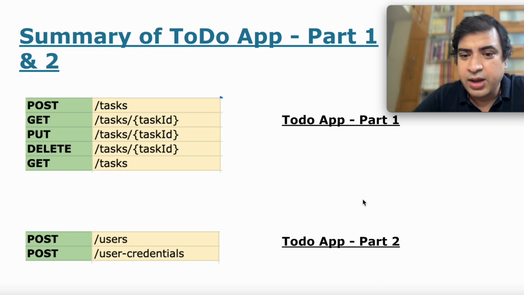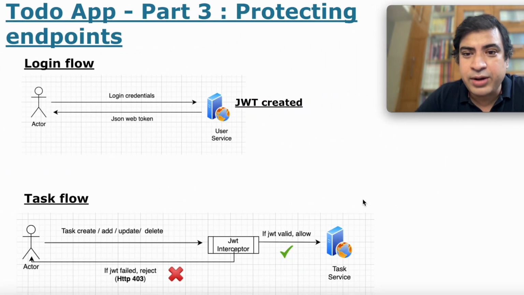Now in this part, what we are going to see is how we can protect the task endpoints using JWT, JSON Web Token, which is the most standard security protocol in today's world for protecting apps.